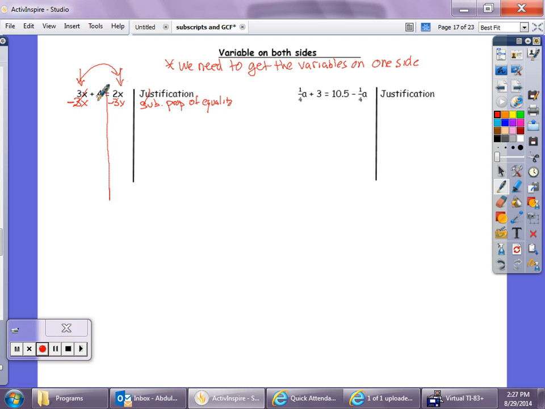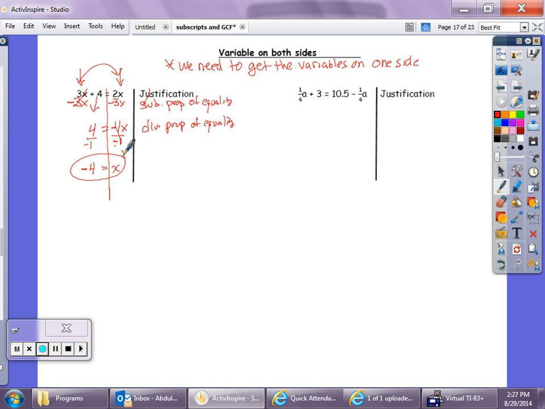So that's gone. I bring this down. Well, 2x minus 3x is negative 1x. And now to get x all by itself, I have to get rid of that negative 1, so I divide by negative 1. I did it to both sides. Well, the division property of equality, since I did it to both sides, allows me to do that. 4 divided by negative 1 is simply negative 4. So that's how I've determined what x is.